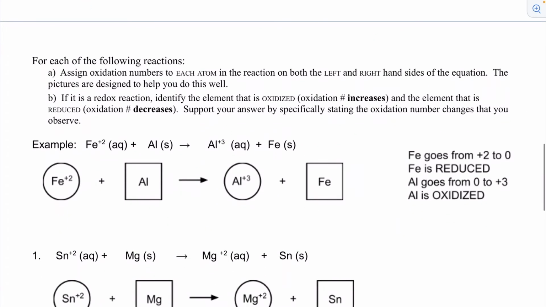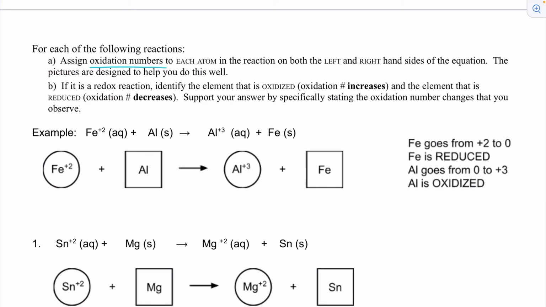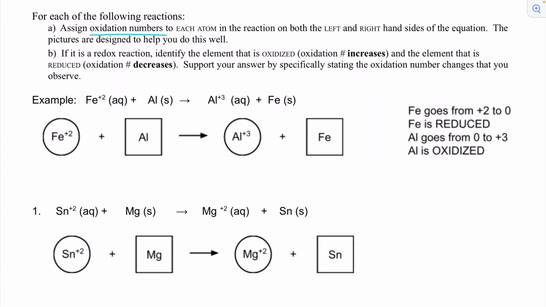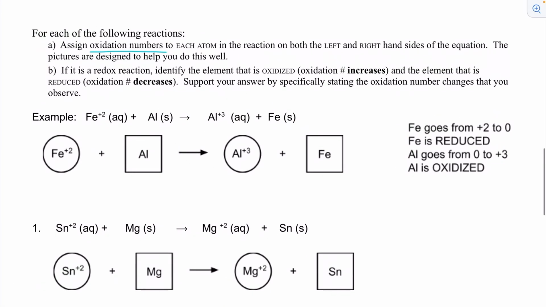All right, so for the second page, you're on your own. What you need to do for each of the reactions is assign the oxidation numbers, so to every atom, on both sides of the chemical equation. And then you need to write which atom is being reduced and which is being oxidized by identifying the change in oxidation number. So the first one has been done for you. The oxidation number of iron to start is +2. The oxidation number of aluminum solid, which is in its elemental form, neutral, 0. Aluminum 3+ gets a 3+ oxidation number, and iron solid is 0.